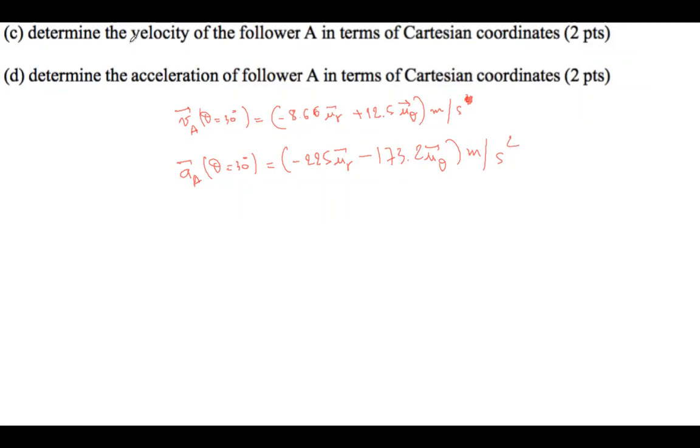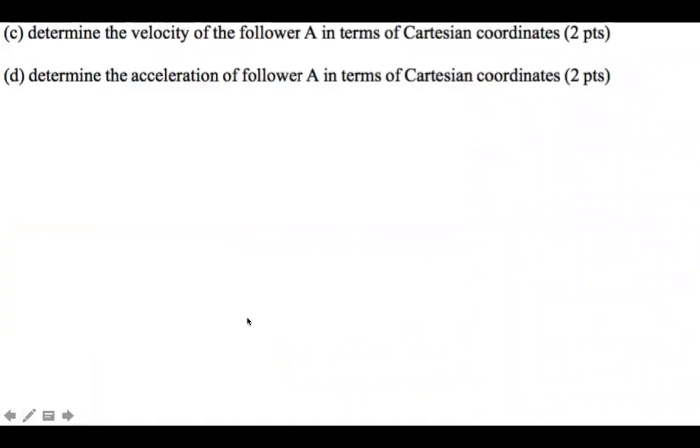So we have determined the velocity and the acceleration of A in terms of polar coordinates. That was question A, and this was question B. Now I want to find them in terms of Cartesian coordinates. The velocity in terms of Cartesian coordinates, but also the acceleration in terms of Cartesian coordinates. So what I need to find is U_r in terms of Cartesian coordinates and U theta in terms of Cartesian coordinates. Well, it's very simple.